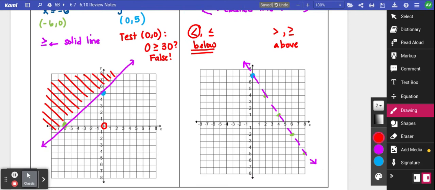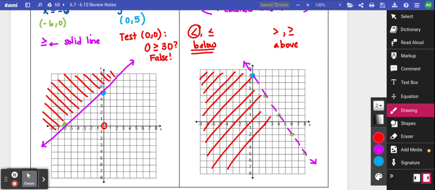We do not need to test a point. We know where we want to shade. And shading below this line would be this section of the graph right here.